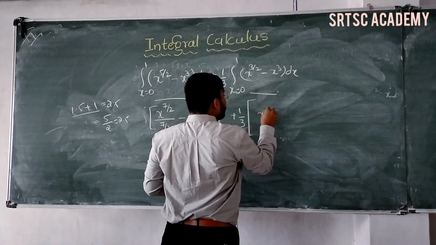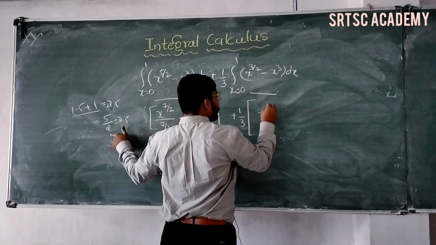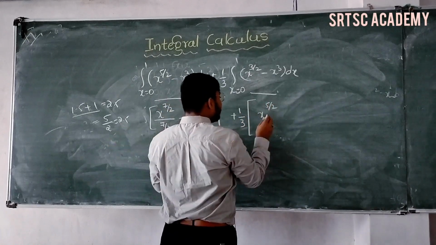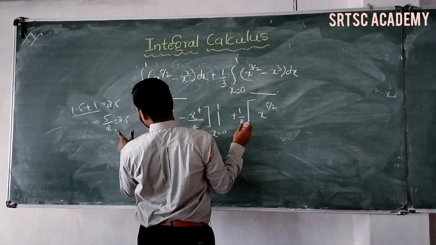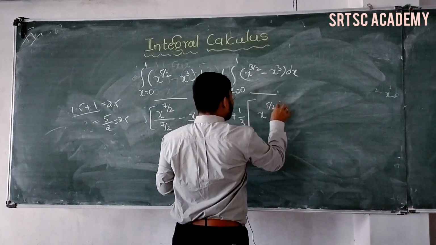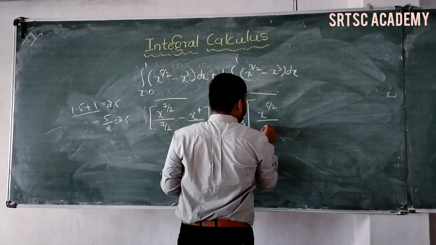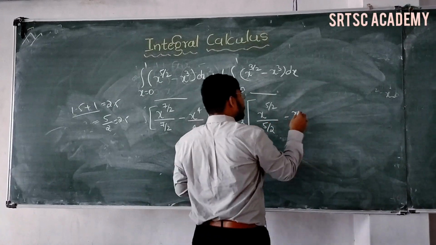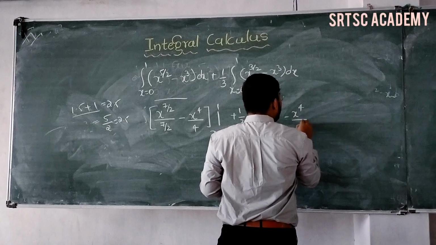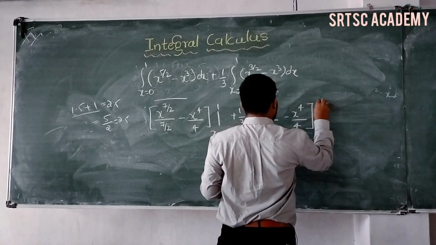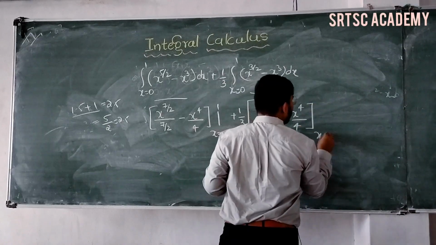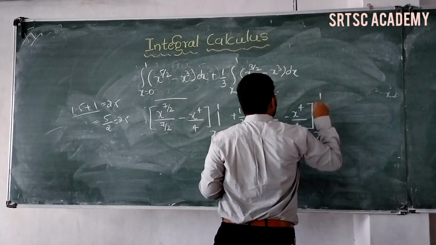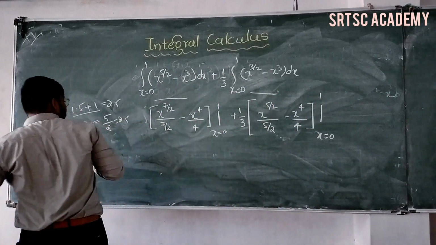x to the power 2.5, 2.5 means 5 by 2. And then n plus 1: 3 by 2 plus 1, we will get 5 by 2. 5 by 2 divided by 5 by 2, minus x to the power 3. It's easy for you: 3 plus 1 is 4, divided by 4. Apply the limit here also, x varies from 0 to 1.